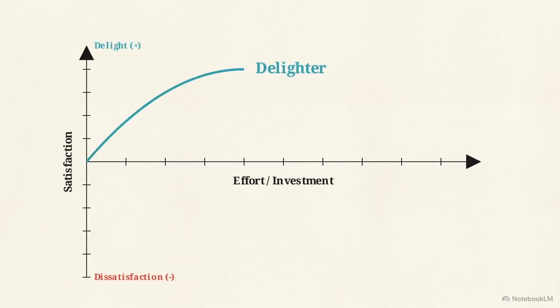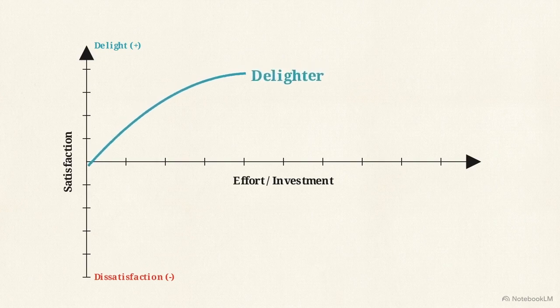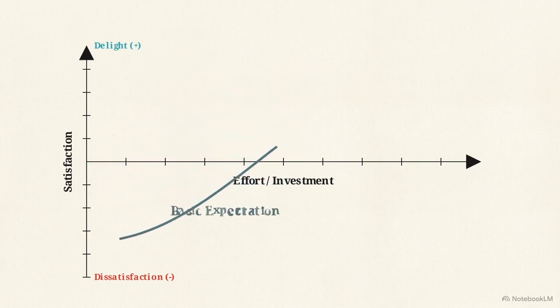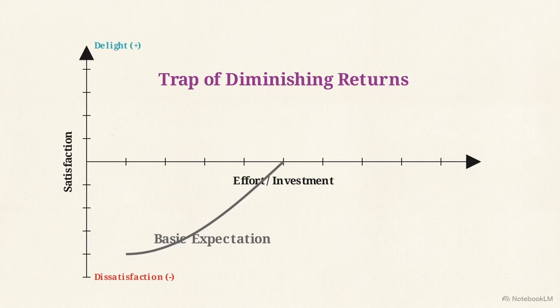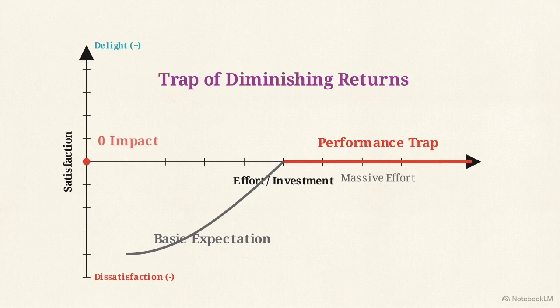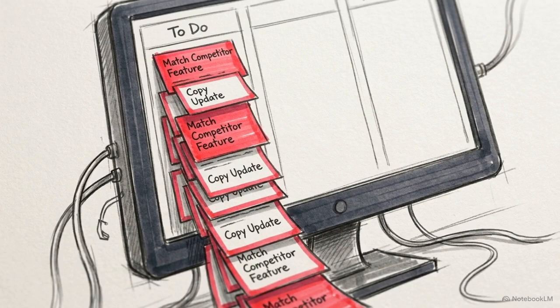Look at what happens to a delighter feature after launch. Almost immediately, the curve drifts downward as yesterday's innovation decays into today's basic expectation. This creates a trap of diminishing returns. As you pour engineering hours into matching every competitor feature, the performance curve extends further to the right, representing your massive effort, but it yields zero impact on user happiness. You are burning resources just to stay in the game.